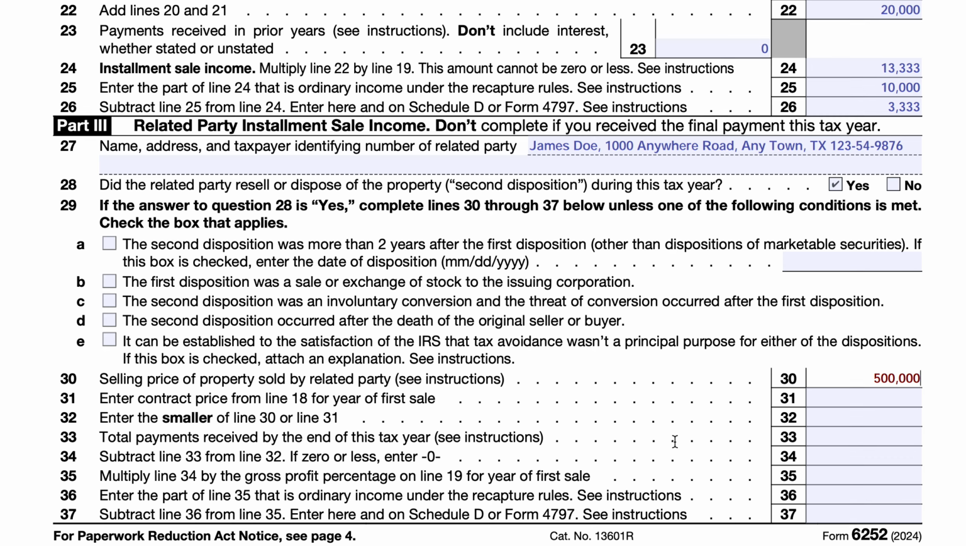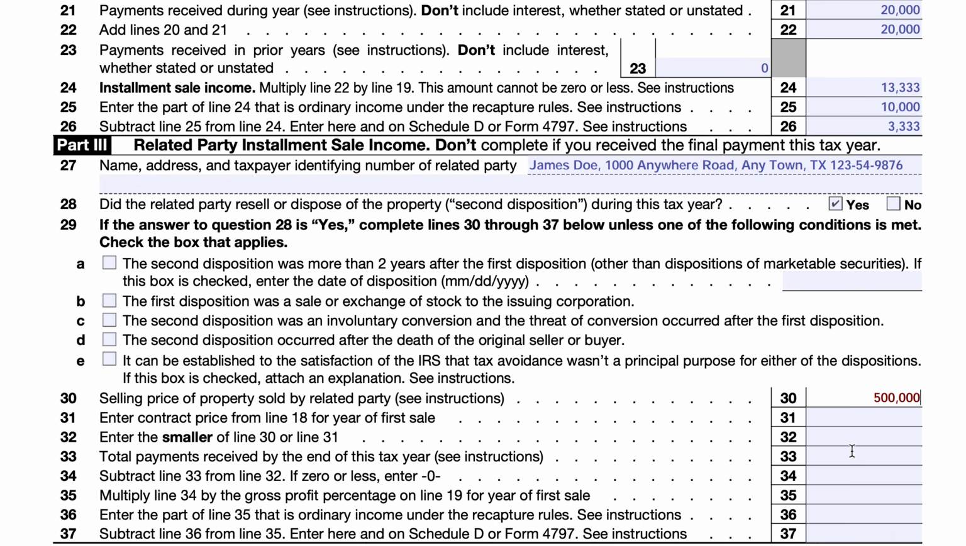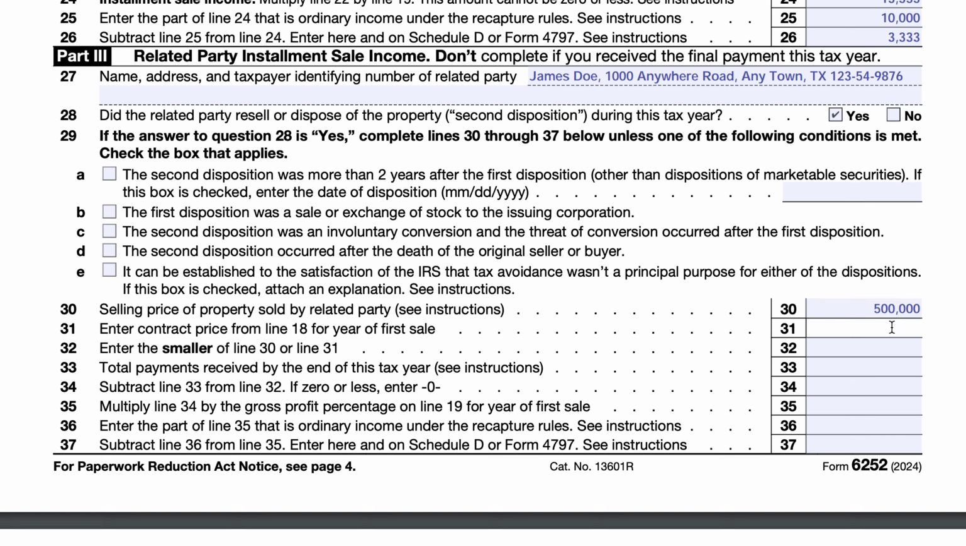In line 31, we're going to take the line 18 for the year of the first sale. So that's the contract price right here. That's what he bought it for, $150. And now we're going to enter the smaller of either $150 or $500,000.